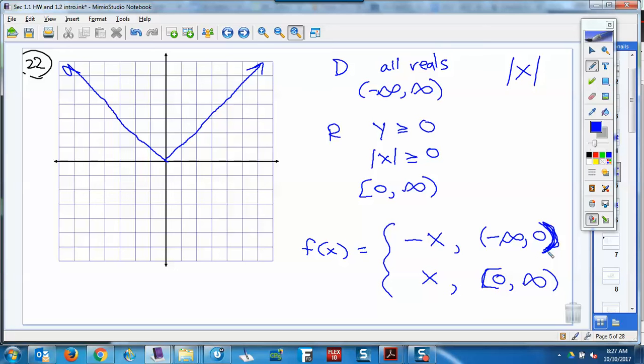So, okay? But that is the absolute value function by definition. By definition, that's what it is. The bars are just something we made up to tell us about the absolute value function, but that's what it is. Okay?